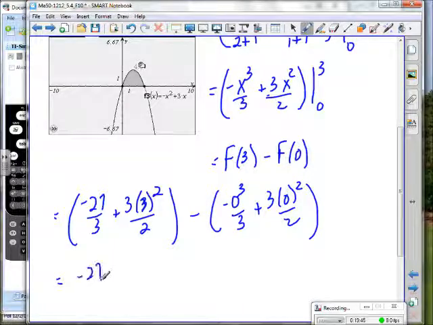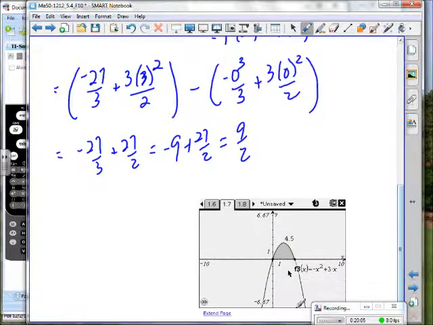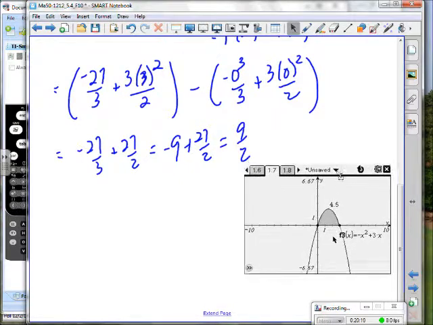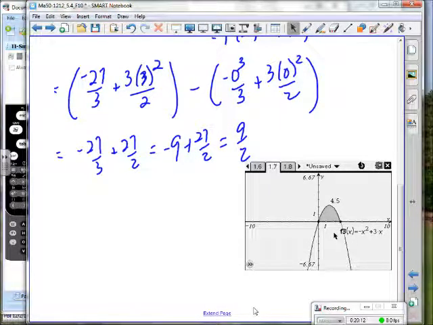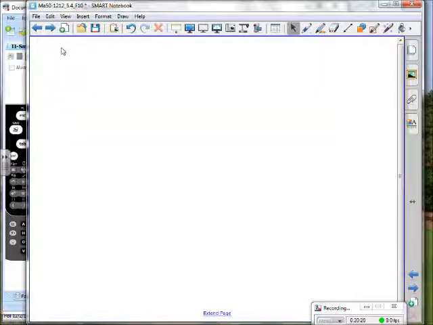So we've got negative 27 thirds plus 27 halves. 27 thirds is 9, so we have negative 9 plus 27 halves. Negative 18 halves plus 27 halves is how much? 9 halves. And I think I had this, yep, there it is. From last spring, I still had the 1 there, so we could verify, and it is, in fact, 9 halves. Okay.